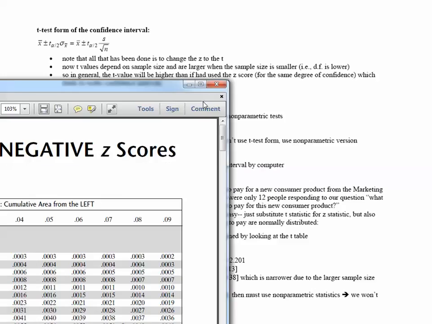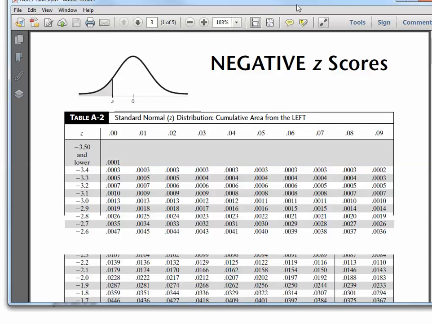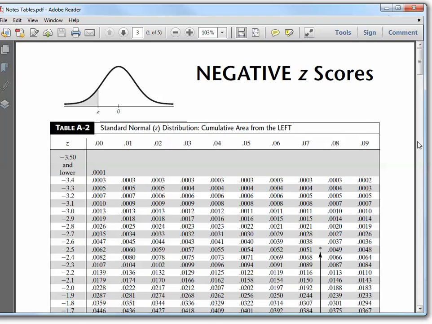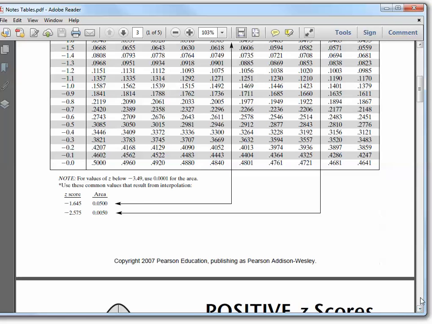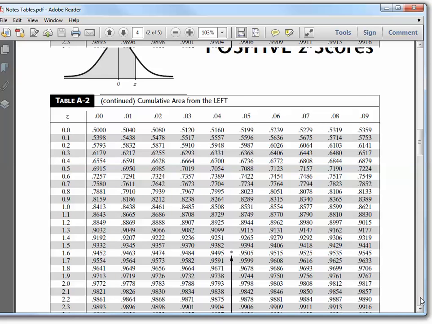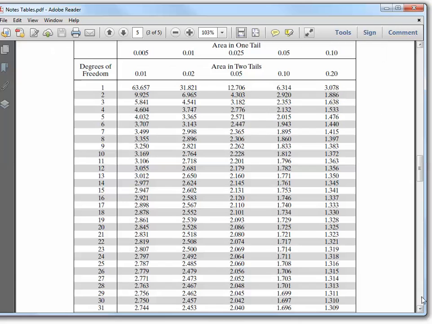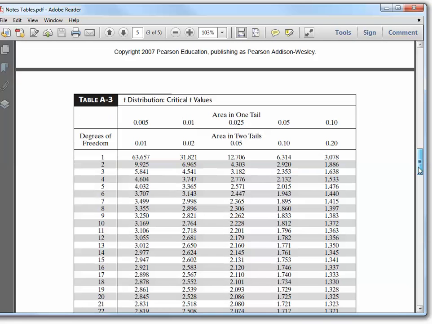Going to the back of your notes packet, you'll find the tables. The first table is the z table. The second table is the positive z-scores. And then the third table is the t-distribution, or critical values of t.